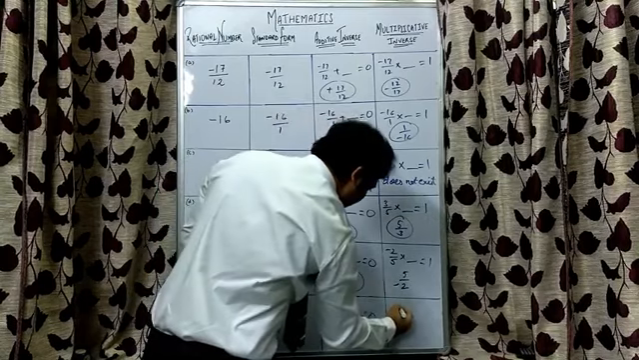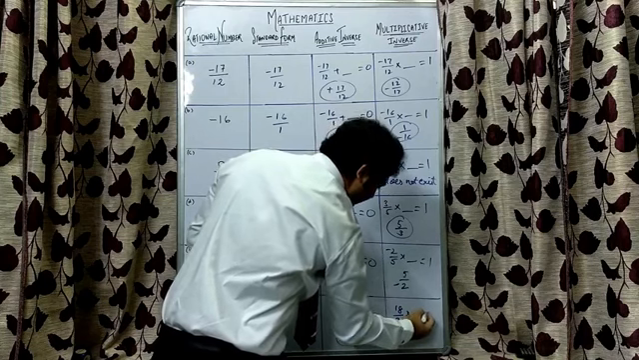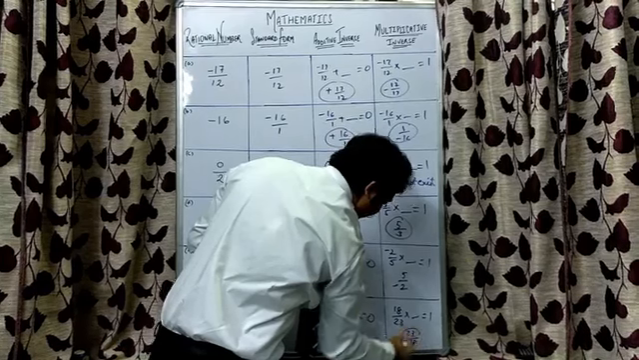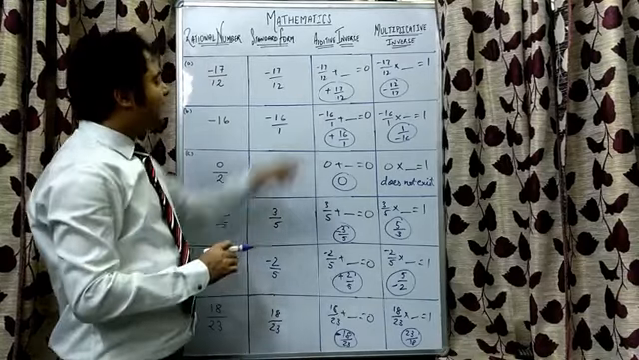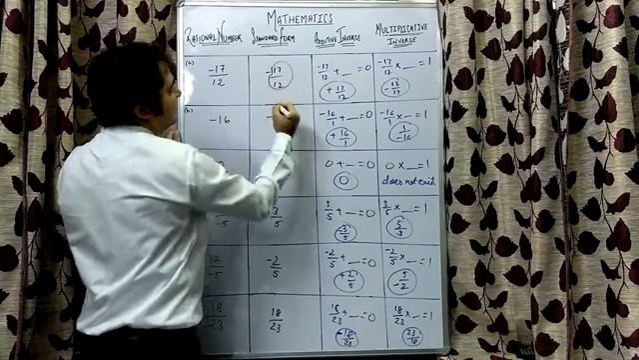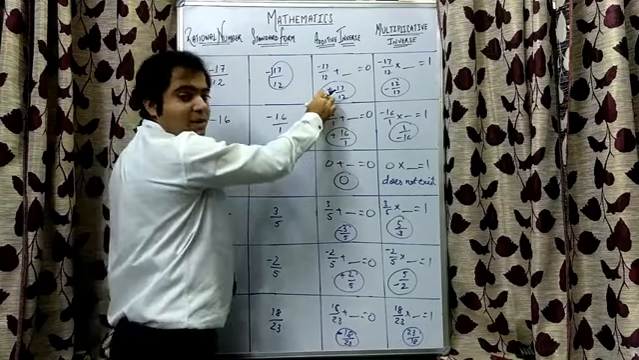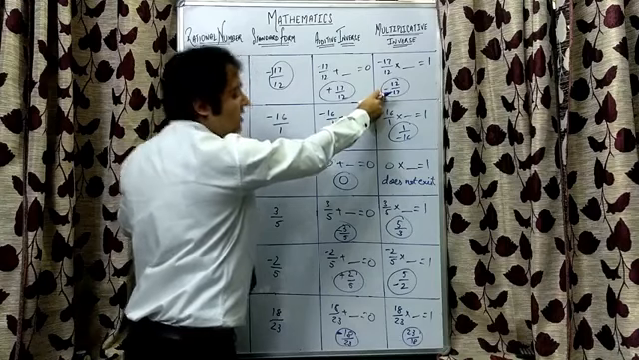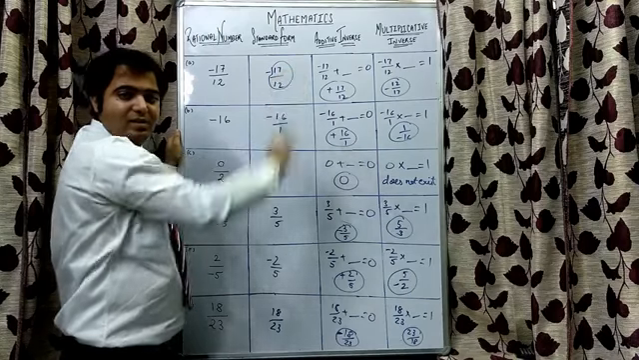Now 18 by 23: what should I multiply 18 by 23 with to get 1? The answer is 23 by 18. So what we can observe, children, is that in additive inverse the number remains as it is and the sign flips. Number remains the same, the sign flips in additive inverse. And the reverse happens in multiplicative inverse: the sign remains the same but the number flips. Right?